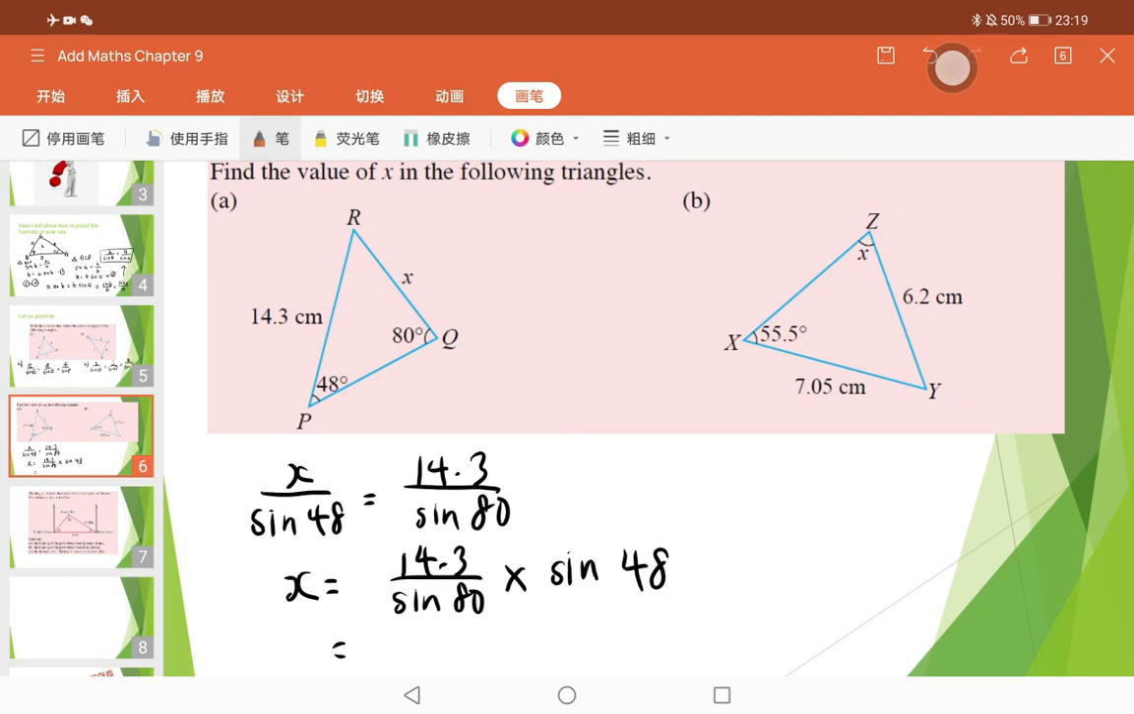Okay, so in terms of how many significant figures we give, it depends on the question here. So at least you can give 3 to 4 significant figures. It should be no issue here. So how do we get 14.3 over sine 80 times sine 48? So I will get 10.79 cm. So I will leave question number B to you to do, and then next week I will teach you the cosine rule after the questions of applications.